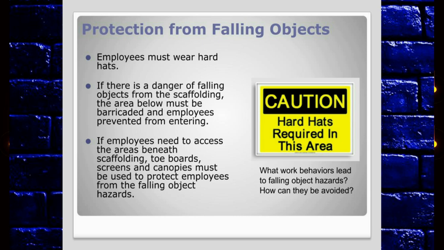If there is a danger of falling objects from the scaffolding, the area below must be barricaded and employees prevented from entering. If employees need to access the areas beneath the scaffolding, toe boards, screens, and canopies must be used to protect employees from falling object hazards. What work behaviors lead to falling object hazards? And think about it. How can they be avoided?